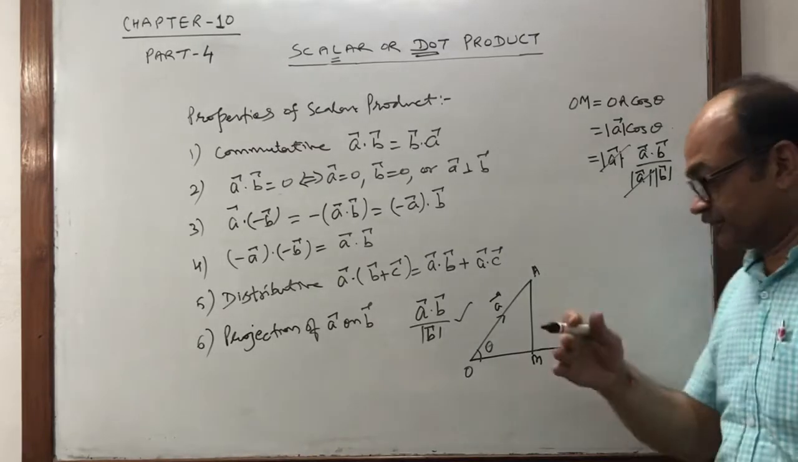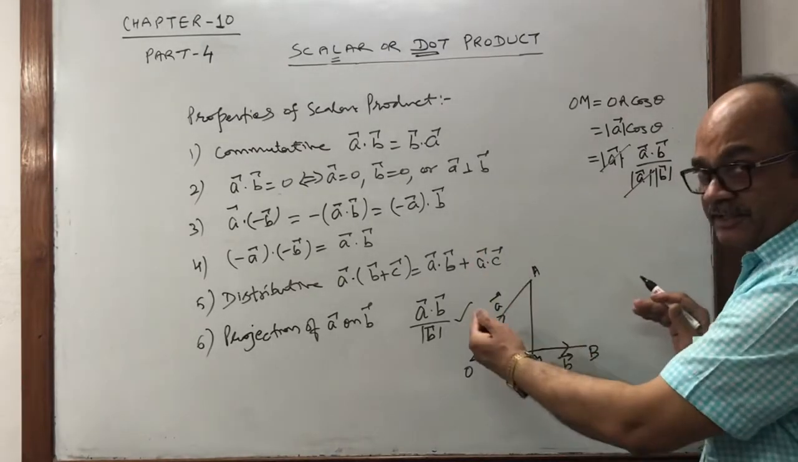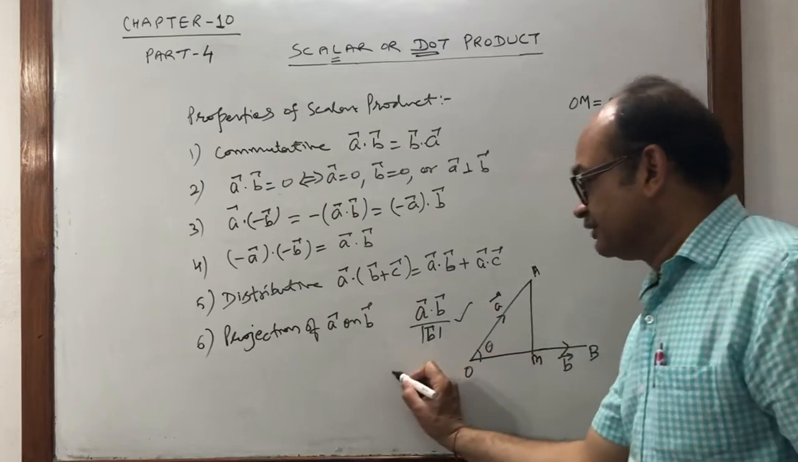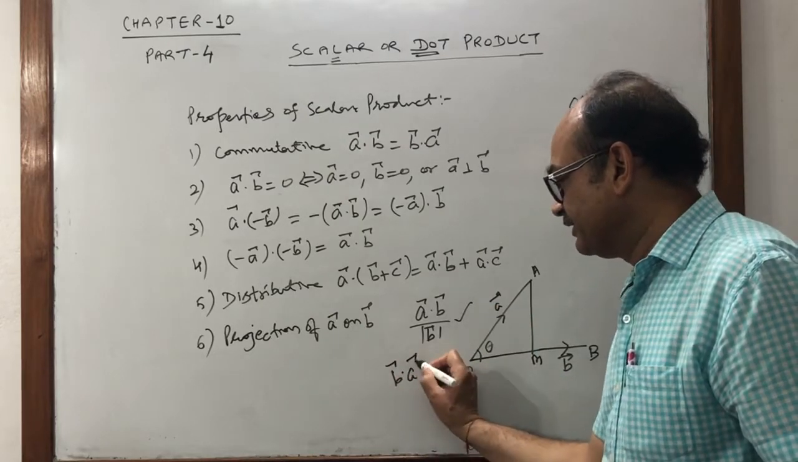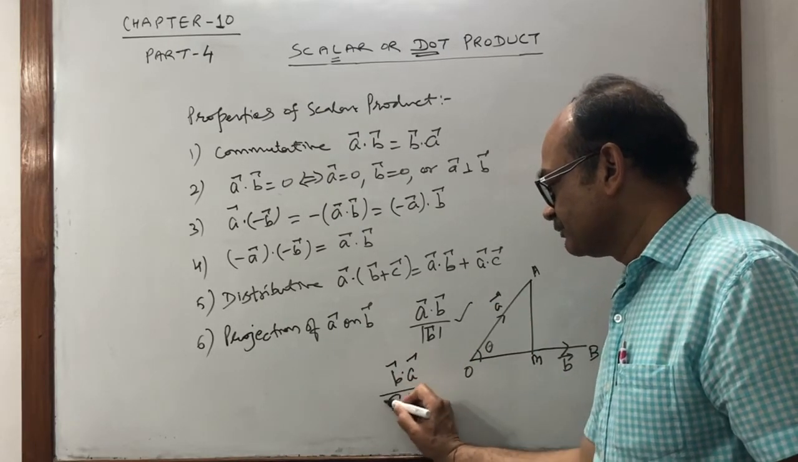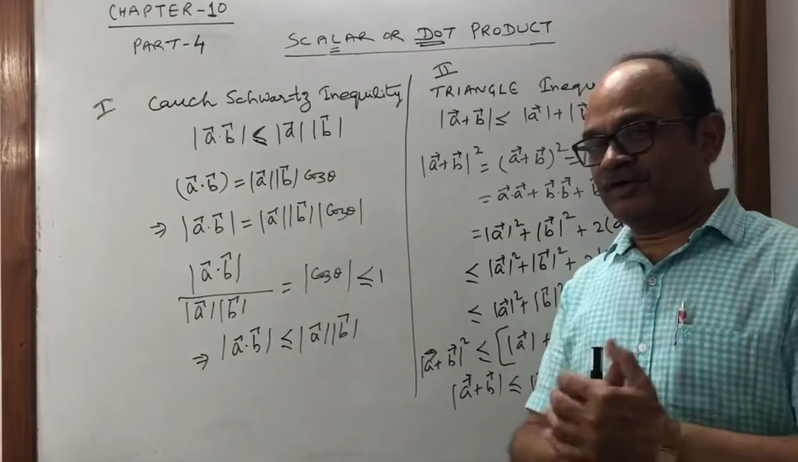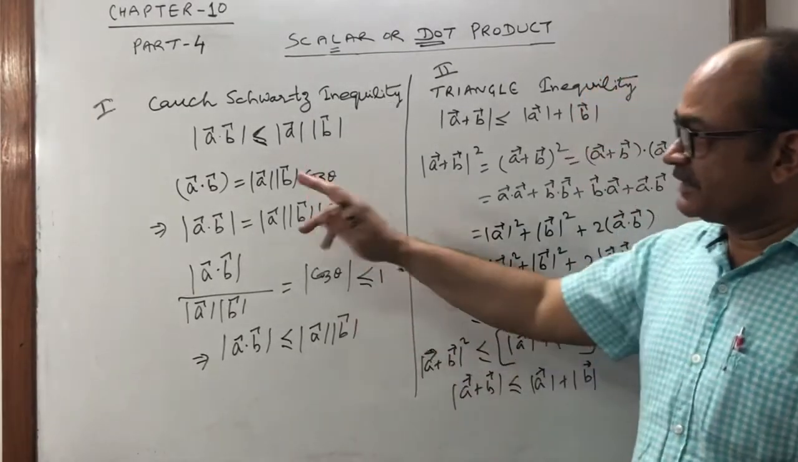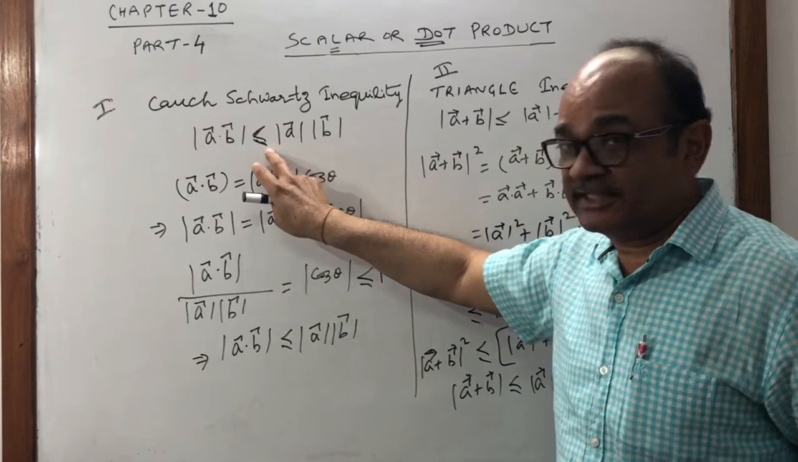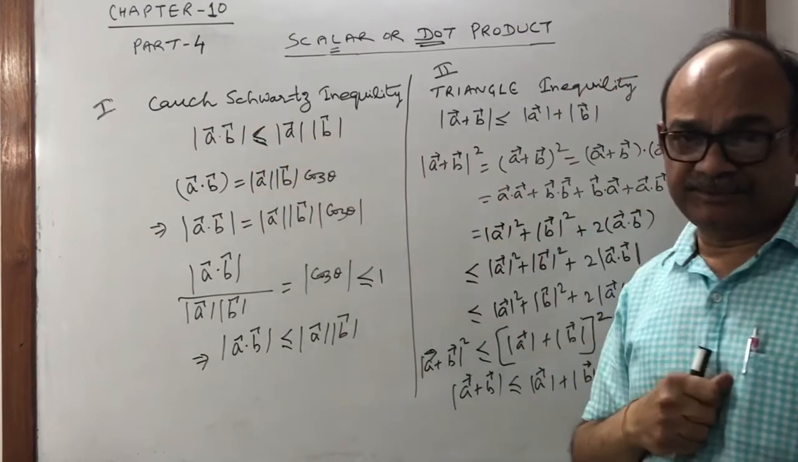Suppose it is just the opposite, the projection of B on A. Then a small change: B dot A divided by magnitude of A. Now we have two important inequalities. The first is mod of A dot B less than or equal to mod A into mod B.